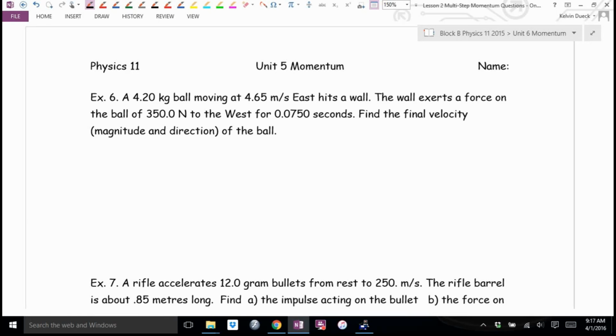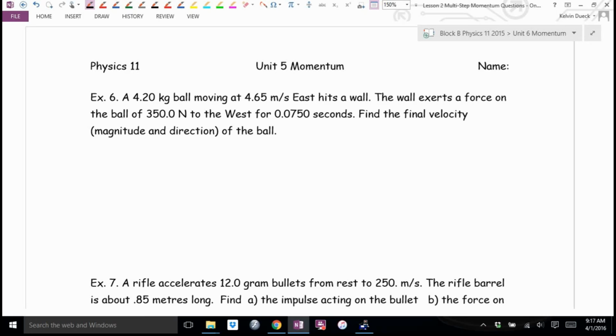I'm assuming all of you, at least once in your life, have thrown a ball against a wall and then it bounced back towards you. So here's the physics of that. A 4.2 kilogram ball, it's a heavy ball, moving at 4.65 meters per second east hits a wall. The wall exerts a force to the west. Find the final velocity, magnitude, and direction of the ball.